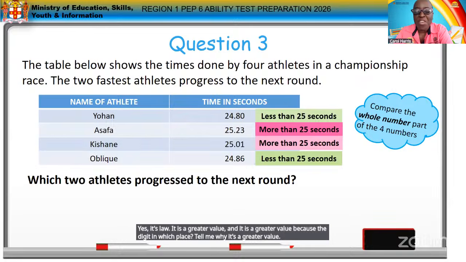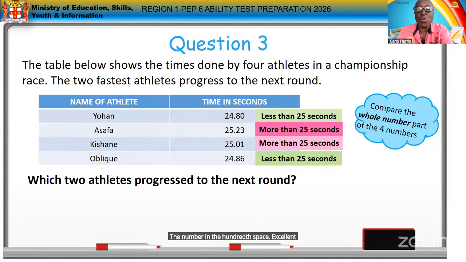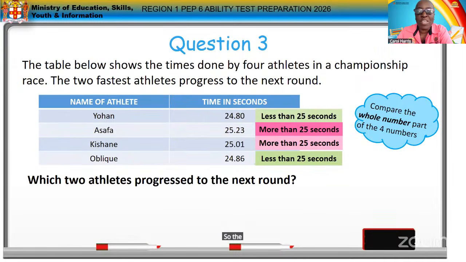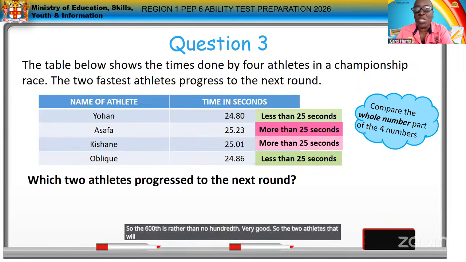The number in the hundreds place. Excellent. I'm seeing some good use of math language. The digit, rather, in the hundreds place has a larger face value. So the 600s is larger than no hundreds. Very good. So the two athletes that will progress to the next round will be Johann and Oblique.